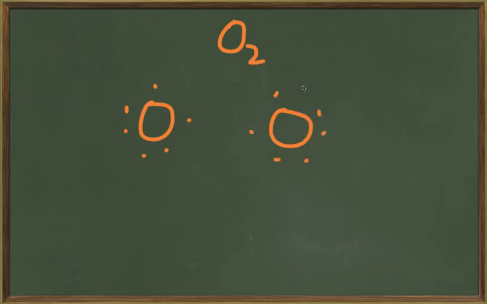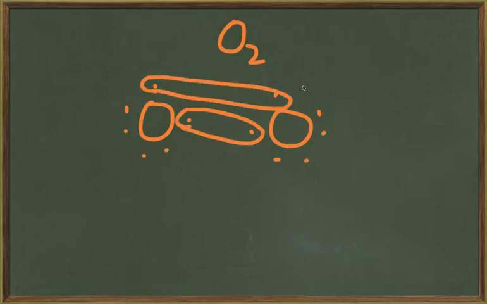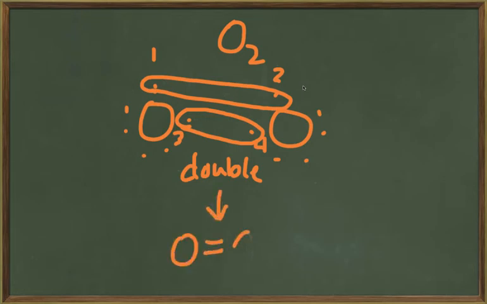In order to make these happy, neither oxygen can give up its electrons, so instead it's going to make a partnership, and it is going to share valence electrons. And this is what we call a double bond. I'm sharing 4 valence electrons between 2 atoms so that I end up with a representation that looks like this, and that is diatomic oxygen.